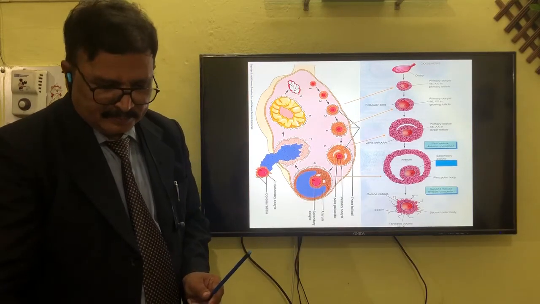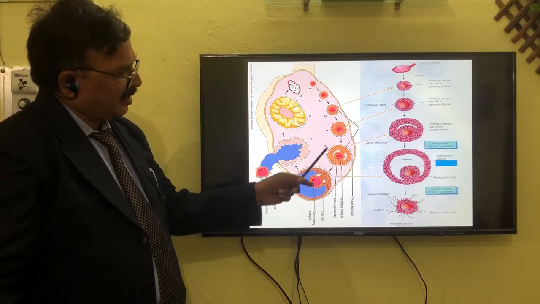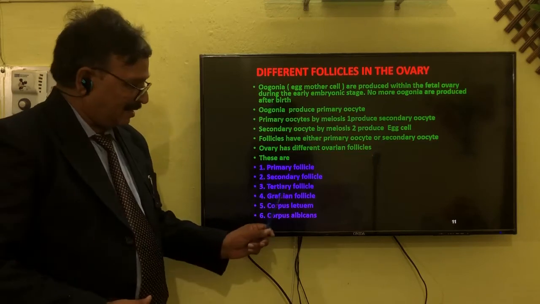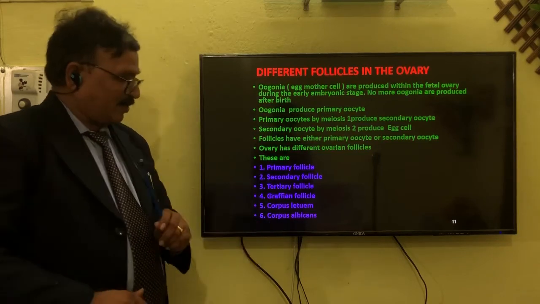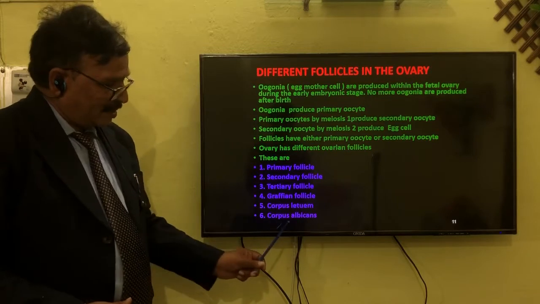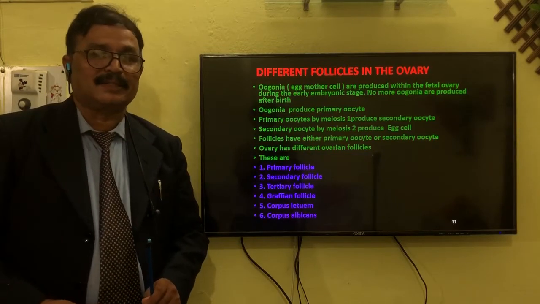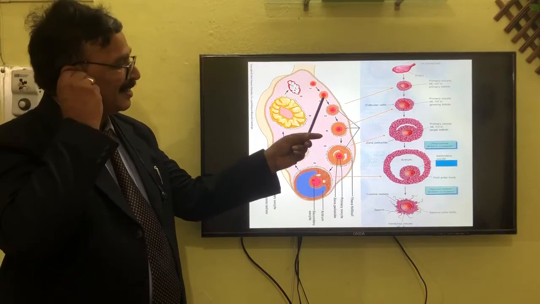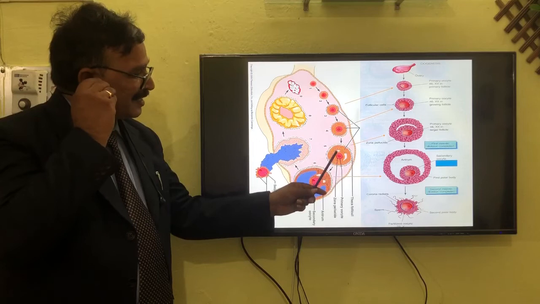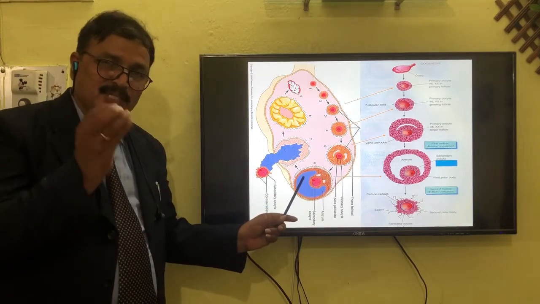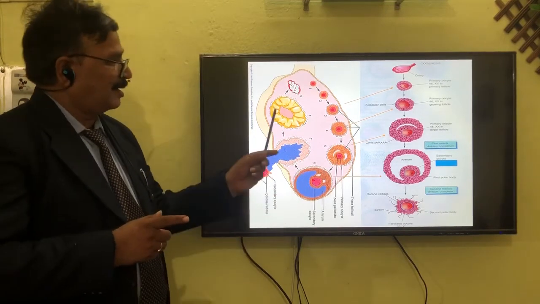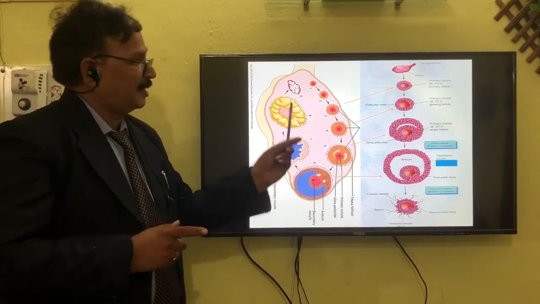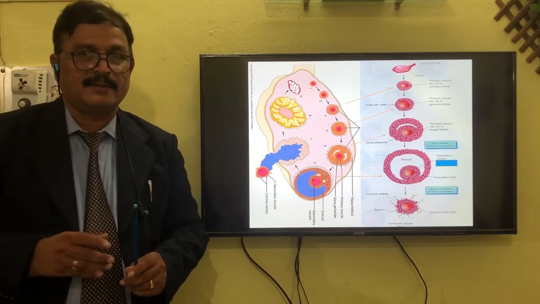Now, let us list out all the follicles. Here you see primary follicle, secondary follicle, tertiary follicle, Graafian follicle, corpus luteum, corpus albicans. Okay. Now, these follicles, let us locate. Primary follicle, secondary follicle, tertiary follicle. This is tertiary follicle, which is mature one called Graafian follicle. Now, this is ruptured follicle. This is a corpus luteum. This is corpus albicans. Right.